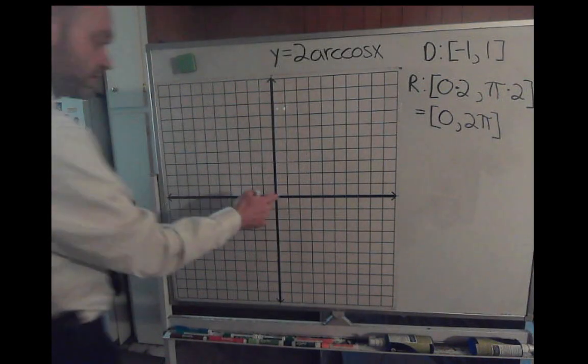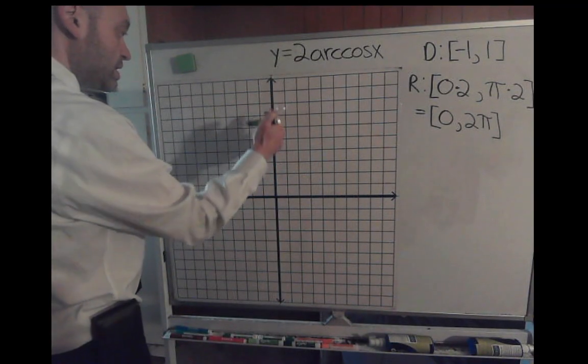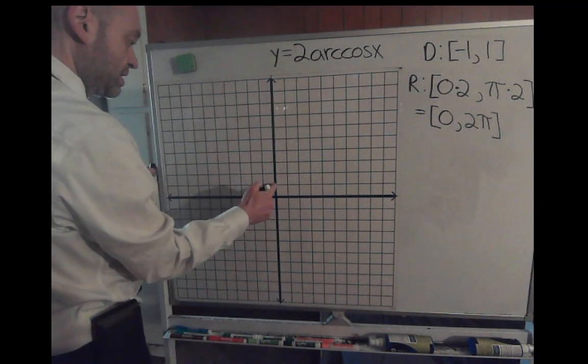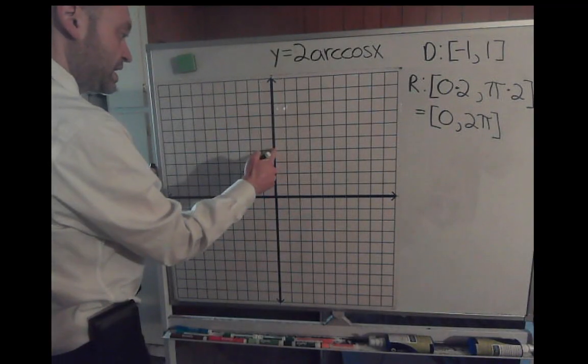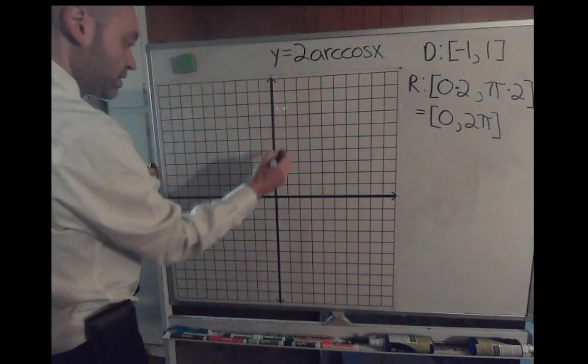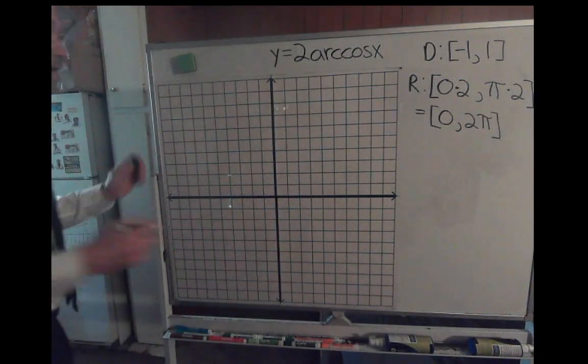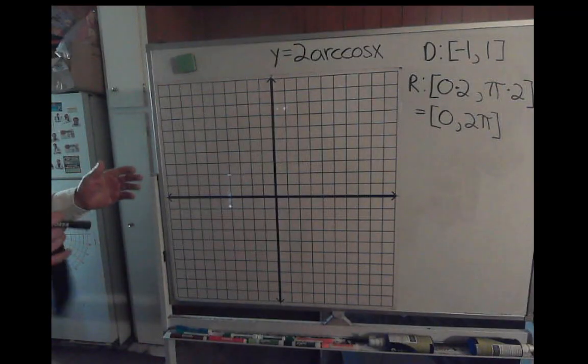So 0 here, alright, so let's see, pi over 2, pi, 3 pi over 2, 2 pi. So 2 pi will be all the way up here, pi will be here, 0 will be here. Okay. So here's how we're going to graph this.